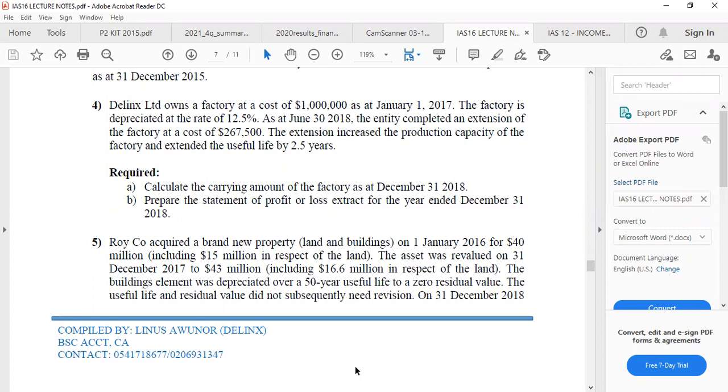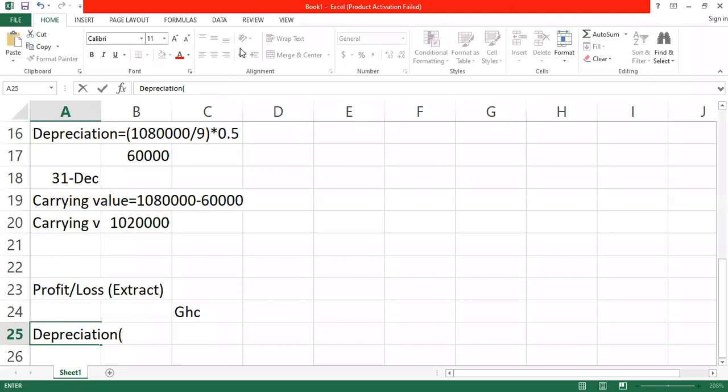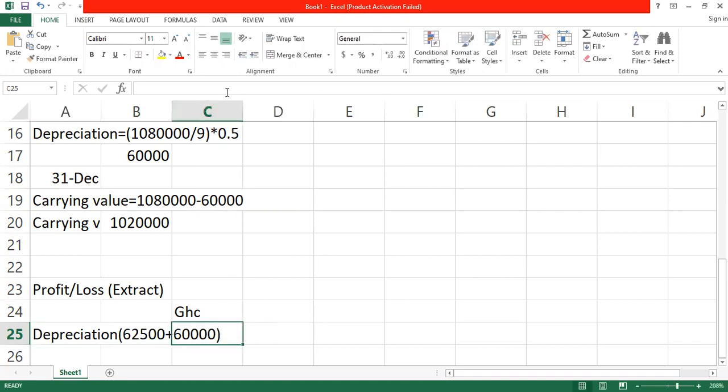Are you okay? Okay. So what we do right now is that we add the depreciation for all the 6 months, the first 6 months before the extension and the 6 months after the extension. So the six months before the extension was 62,500. Then we add the depreciation after extension to it, which is 60,000. What will be the total? 122,500. Yes. Okay. And depreciation is an expense, so you can put it in a bracket. All right. So this basically is what they're asking us to find.